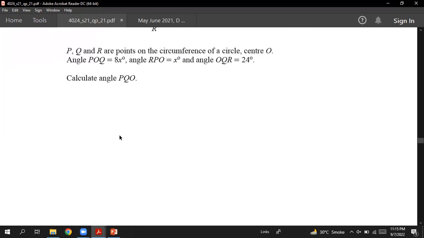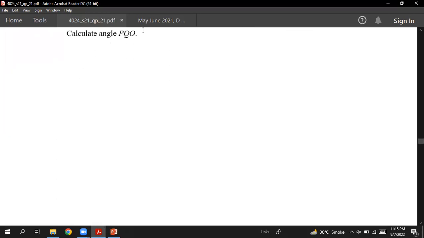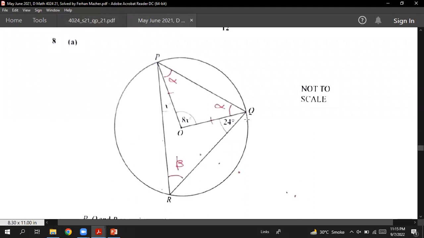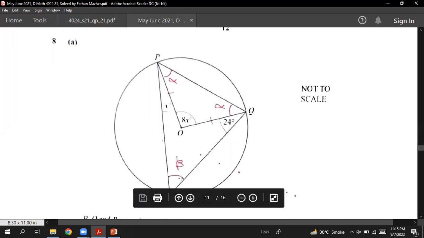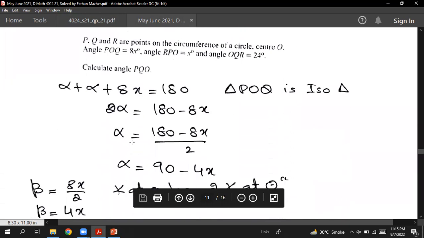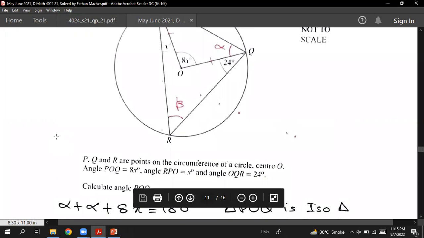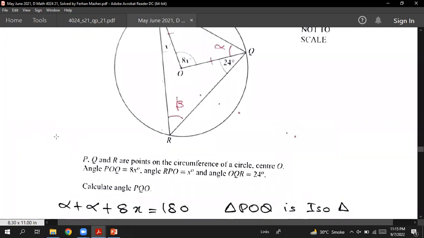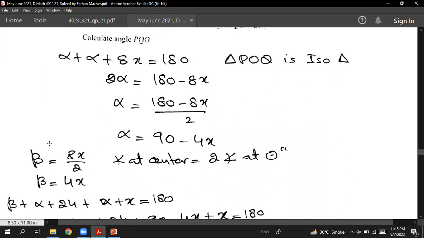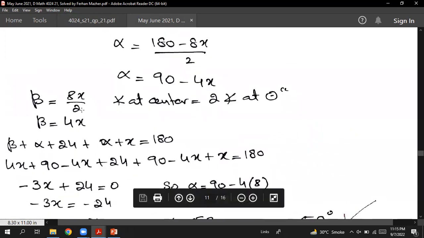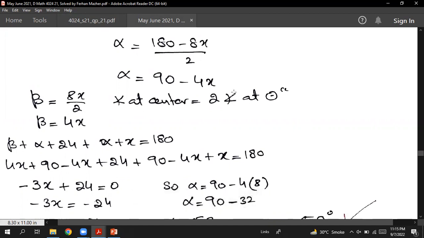So let me show you the solution, because you might get confused by what I'm saying. Okay, so I'm calling this alpha. This is also alpha, it's an isosceles triangle. And let me call this angle beta. The beta will be half of the 8x. The reason is angle at the center is 2 times angle at the circumference. So the beta will be 4x.